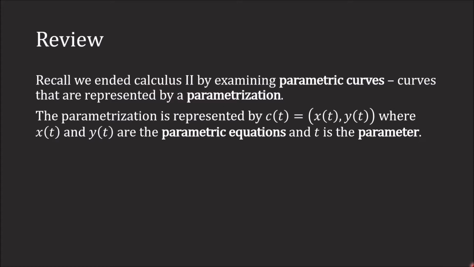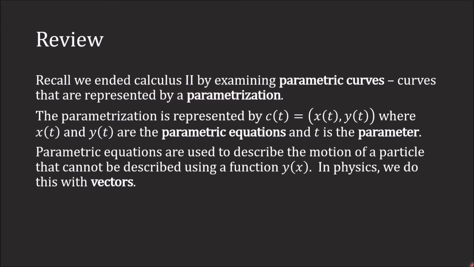The parameterization can be represented as an ordered pair of functions c of t equals x of t comma y of t, where x of t and y of t are called the parametric equations and t is the parameter. Now, parametric equations are used to describe the motion of a particle that cannot be described using a function y of x. In physics, we represent such motion with vectors.